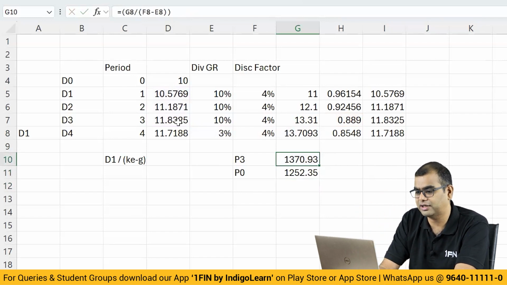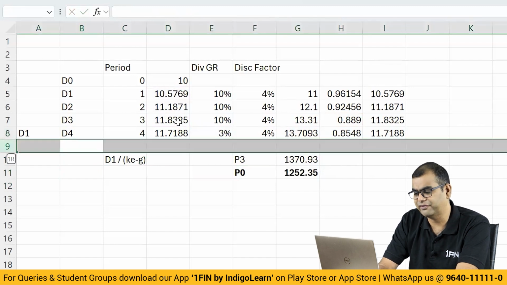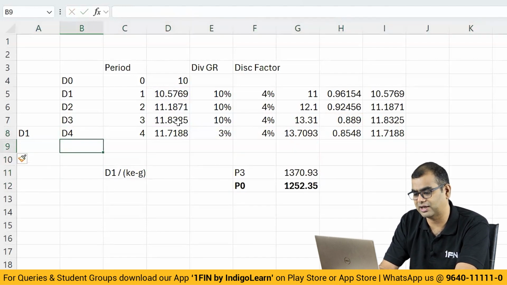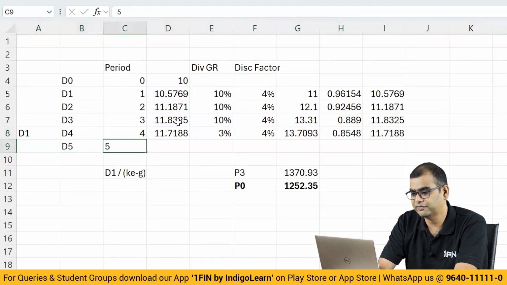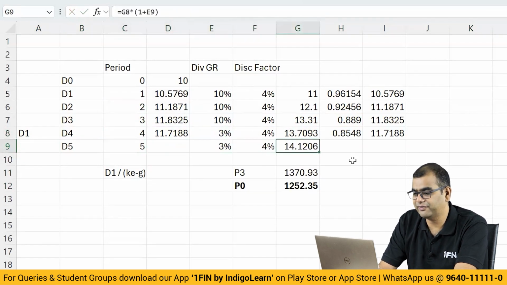Now here we have got P0 as 1252. Now here what did I tell you? You can assume D4 as D1. Can you assume D5 also as D1? Yes. So let us see what will happen. D5, 5th year. What will D5 be? D5 will actually be your D4, whatever the dividend is, multiplied by 3%.